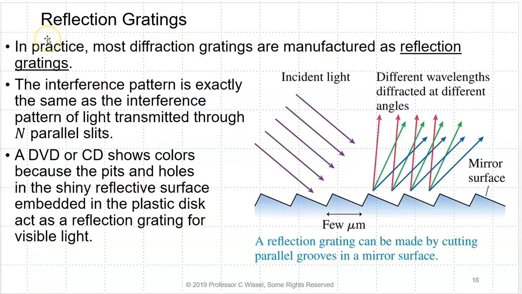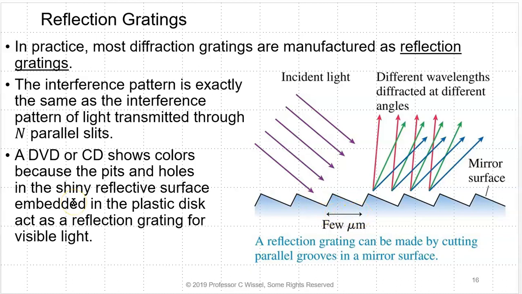Now, there is also such a thing as reflection gratings. Most diffraction gratings are manufactured as reflection gratings because it's easier to do. The interference pattern is exactly the same as the interference pattern of light transmitted through slits. All they do is make the surface kind of rough, and it's mirrored. It has a bunch of different lines. The line width is right here.